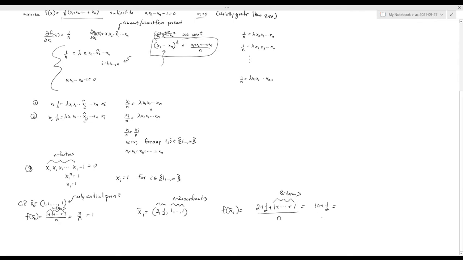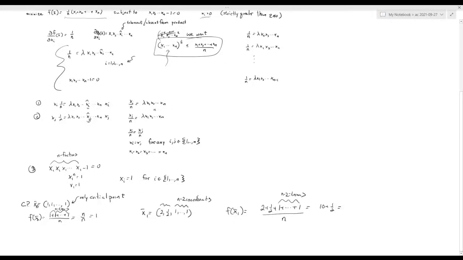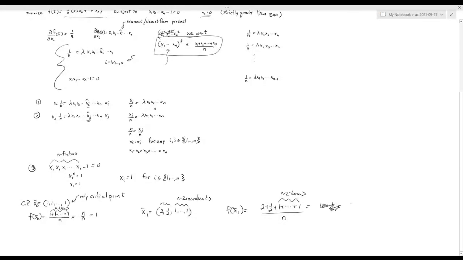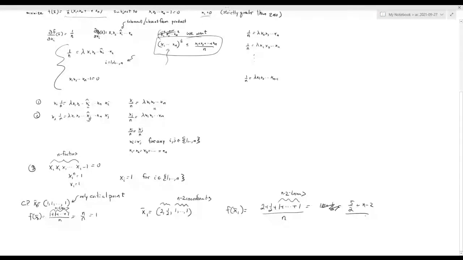Wait a minute, how did I get 8? Oh, n minus 2. That is the weirdest thing. I'll just chalk it up to Monday. So you get 2.5 plus n minus 2, all divided by n.